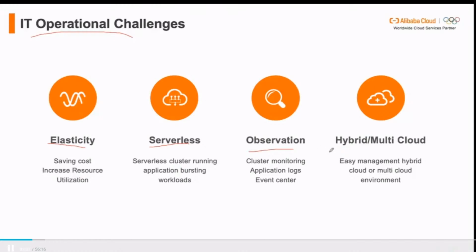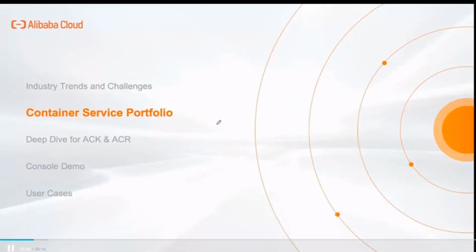And fourthly, more and more enterprises are using hybrid cloud and multi-cloud. How to easily manage a hybrid cloud or multi-cloud environment is another common operational challenge. Now, let's take a deep look at the Alibaba Cloud Container Service portfolio to see how Alibaba Cloud uses container service and container registry to solve these challenges.